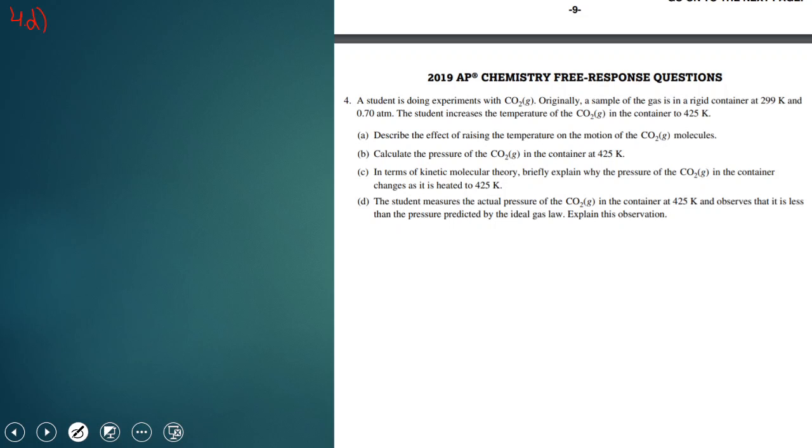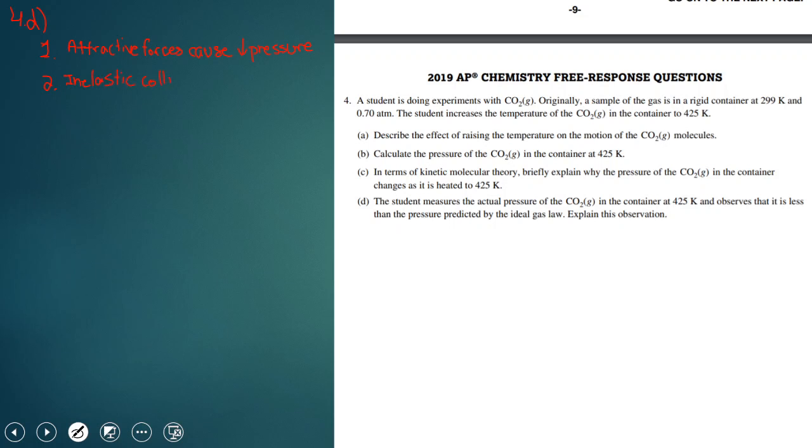Alright, and now 4D. The student measures the actual pressure of the CO2 in the container and observes that it is less than the pressure predicted by the ideal gas law. Explain. Okay, so there are a couple of reasons. Number one, there are attractive forces, which cause down pressure. And then one of the other ones is inelastic collisions.